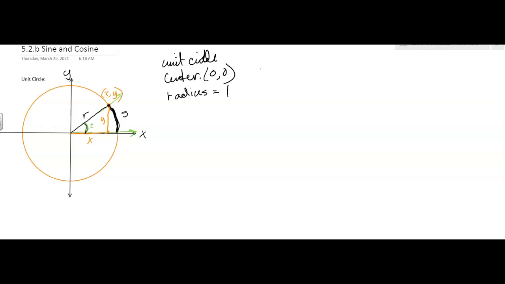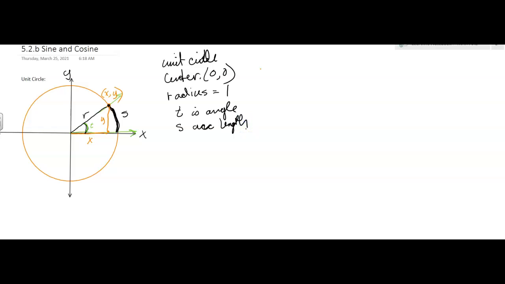As we sweep around, we are calling the angle that's swept T, okay? So T is the angle in my drawing. S is the arc length. And the radius is 1.